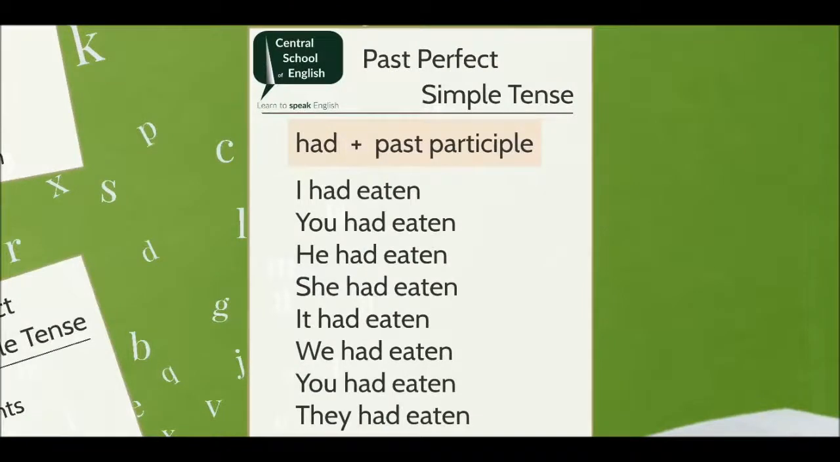To make positive statements using the past perfect tense in English, we use the subject plus the past simple of the verb to have plus the past participle of a main verb. For example, to make positive sentences in the past perfect using the verb to eat, we can say, I had eaten, you had eaten, he had eaten, she had eaten, it had eaten, we had eaten, you had eaten, and they had eaten.